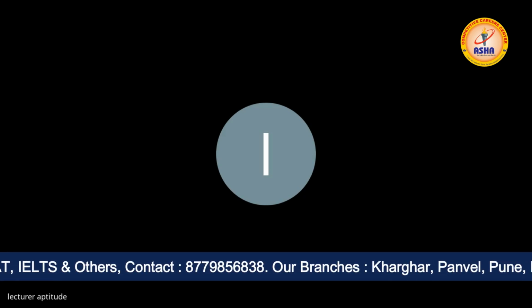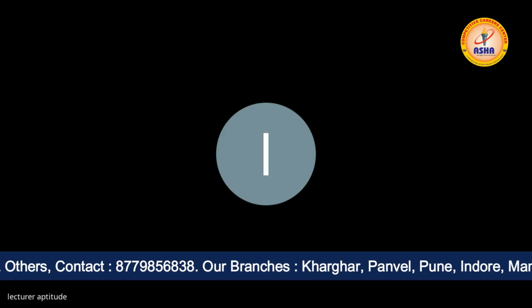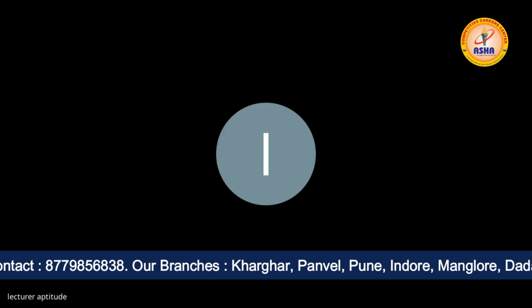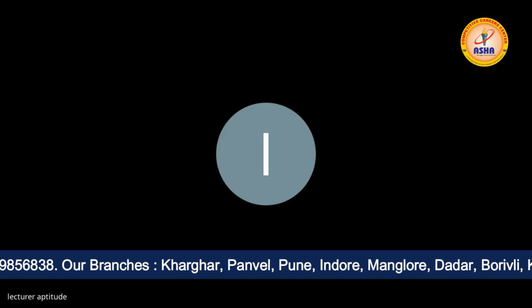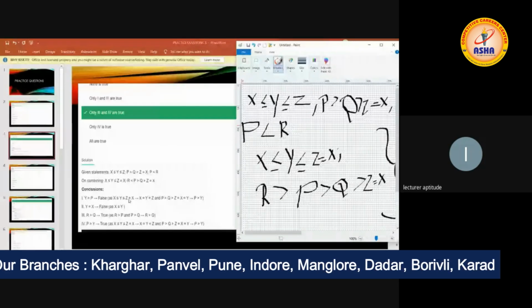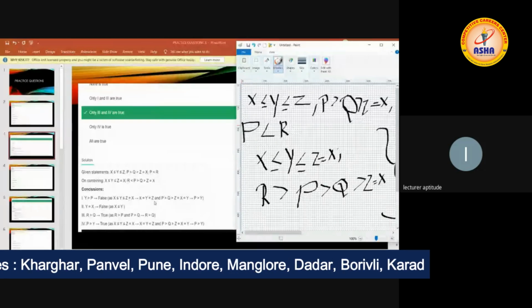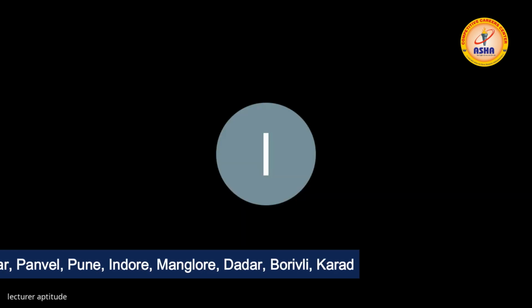So just look into this statement. It is visible that we are writing X is less than or equal to Y is less than or equal to Z equal to X. That is the first statement that we are writing. So what you get is X is equal to Y equal to Z, because in this statement it is given that the equal sign is there. So we can write it like that: X is equal to Y equal to Z. So we can replace that: Z is equal to X equal to Y. So P is greater than Q greater than Z equal to X equal to Y. That is P is greater than Y.